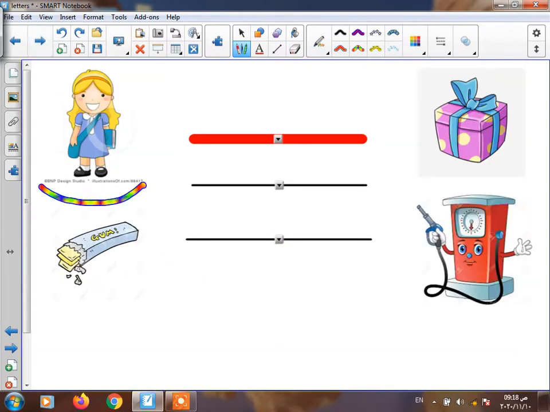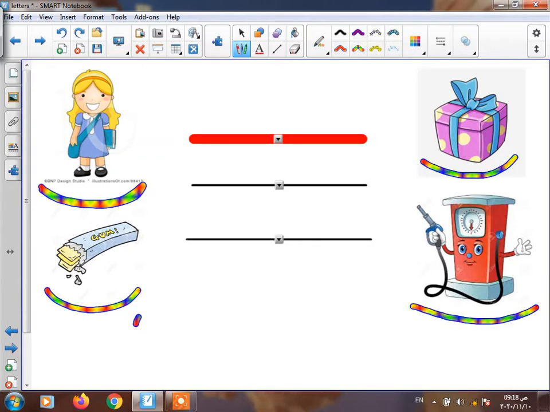Here, KG2, who is this? She is a girl. Here, it's a gun. It's a gift. It's a gas. KG2, girl, gun, gift, gas. Start with sound G. Start with letter G.